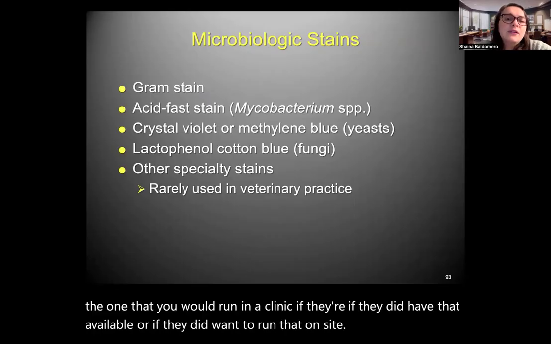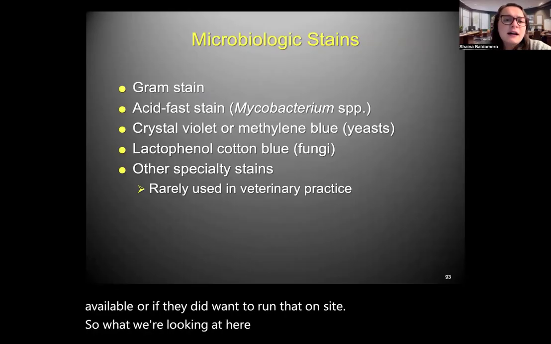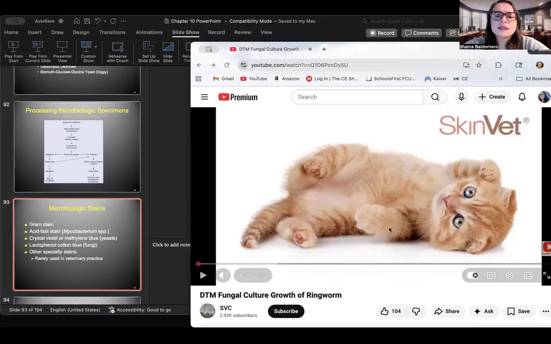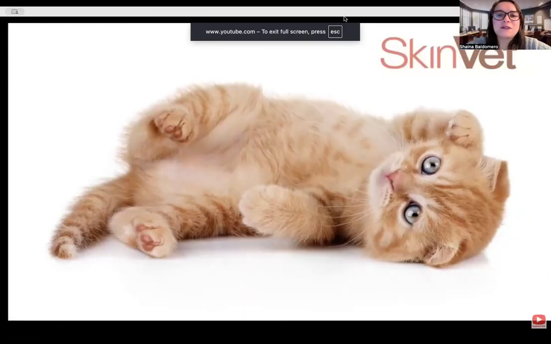So what we're looking at here is microbiologic stains. And before we actually go through this really quick, let me show you what this culture media looks like. It's called a DTM fungal growth culture of ringworm. So we'll watch through, it's a very short video just to show you what the growth can look like, especially over that extended period of time, a week to 14 days, and what we're tracking when it comes to those culture medias. And this will be the last video for the section today.